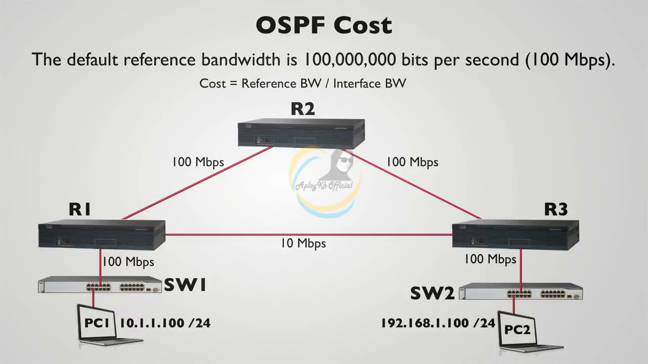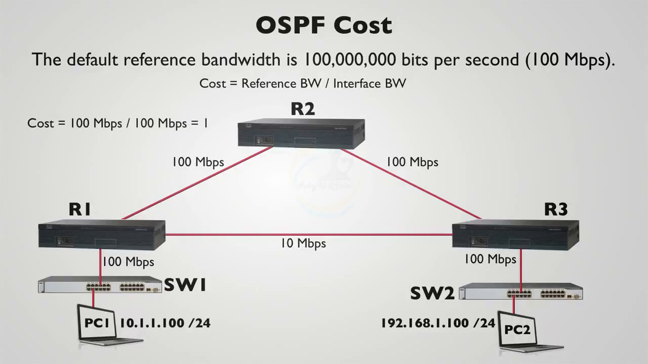There's what appears to be a shorter route in terms of the number of routers we have to transit. We could go from R1 directly to R3 and then go out to PC2. That's over a 10 megabit per second link, however. That's a slower link. We would probably prefer to go from R1 to R2 to R3 because we're staying at fast Ethernet speeds. Let's go through the math together.